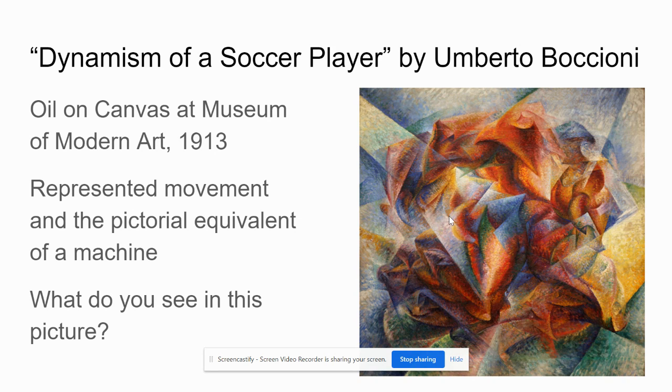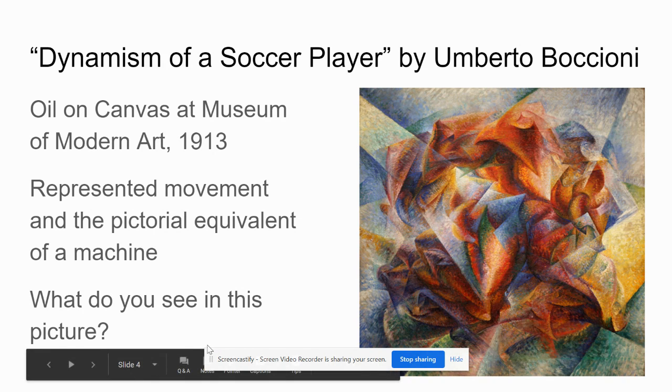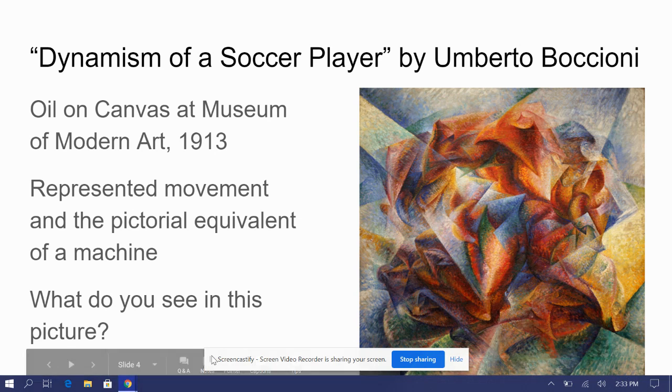And when we look at it, we see a lot of different forms, a lot of different shapes, a lot of different colors. And we look for the soccer player because most people are like, lady, where is the soccer player? It's called Dynamism of a Soccer Player. And the truth is I have no clue. We assume there is a form somewhere in here, but we don't know.